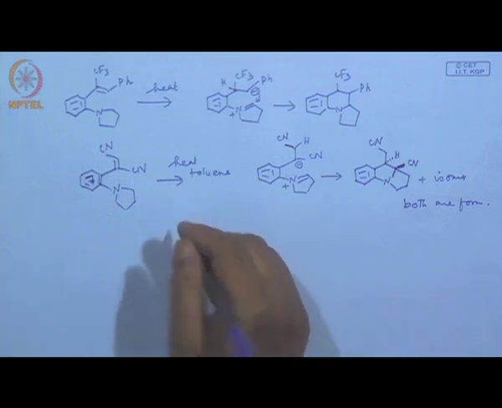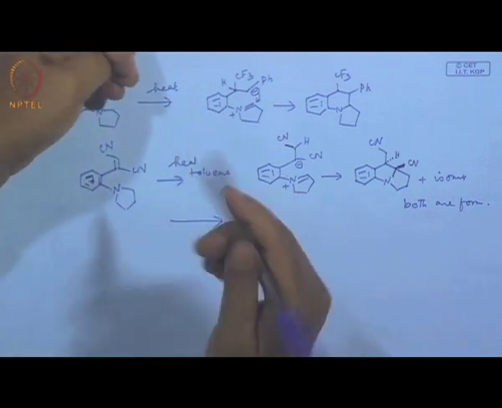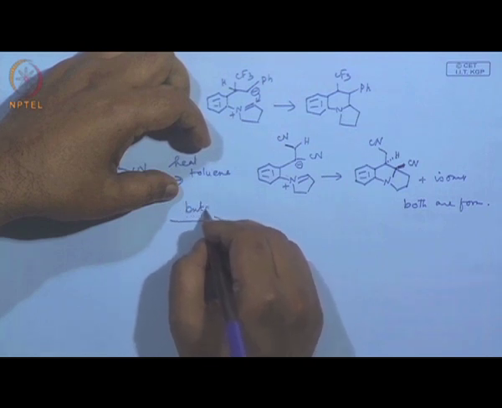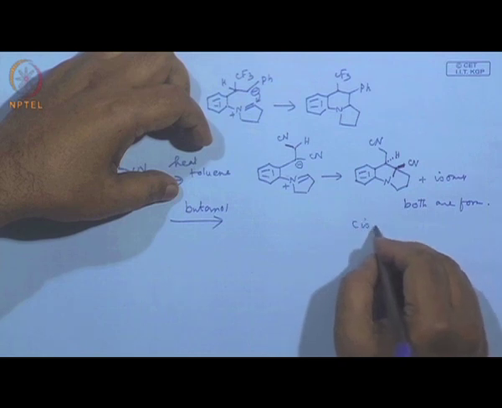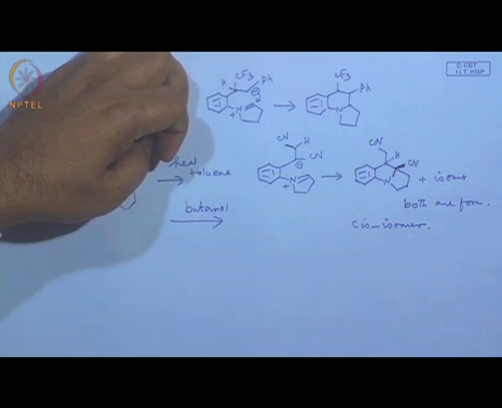But then again, there is no explanation why. If you just change the solvent to butanol, only the cis isomer is formed, only the cis isomer exclusively is formed. Again, it is not explainable. Okay.